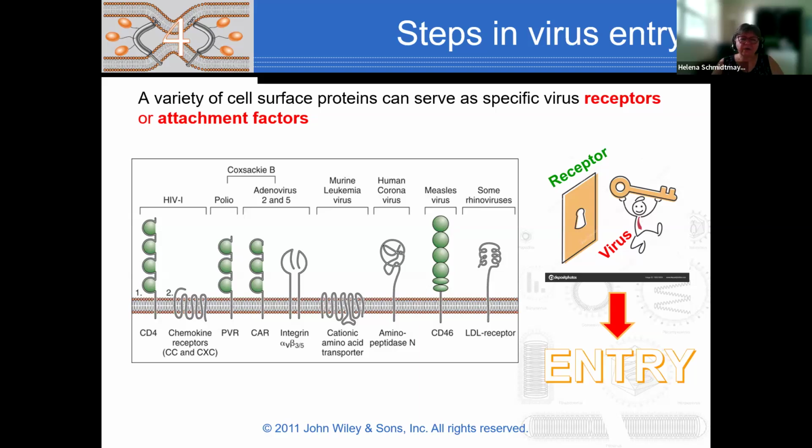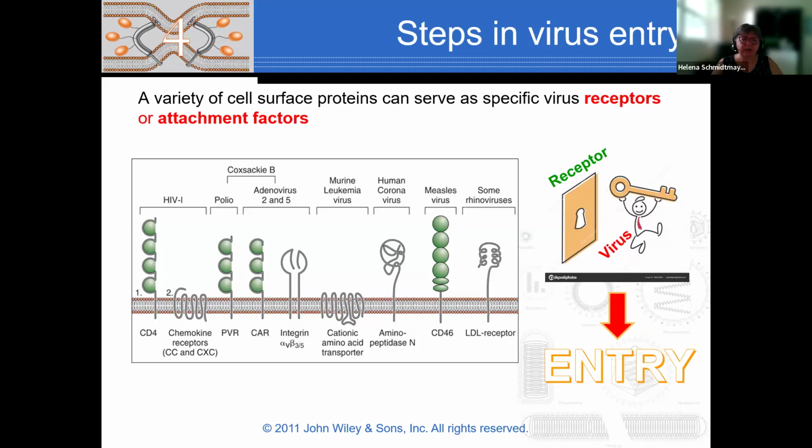Some viruses use just one receptor. For example, poliovirus receptor, which is an immunoglobulin-like receptor. Measles virus uses CD46, which is expressed on activated lymphocytes. The LDL receptor can be used by some rhinoviruses, for example. But other viruses require two receptors.